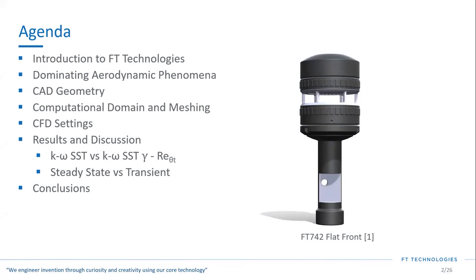As a brief agenda, I'll take you through an introduction of who we are at FT, what we do, why we do what we do, as well as the dominating aerodynamic phenomena that we expect to see for one of our sensors. On the right-hand side is the FT742 flat front sensor. I'll go through the CAD geometry as well as the simplifications we've made, the computational domain, the meshing procedure, and then the CFD settings that we've implemented, followed by the results and discussion with a particular focus on the k-omega SST and the k-omega SST gamma Re theta models, and then the steady state versus transient assumptions before concluding.